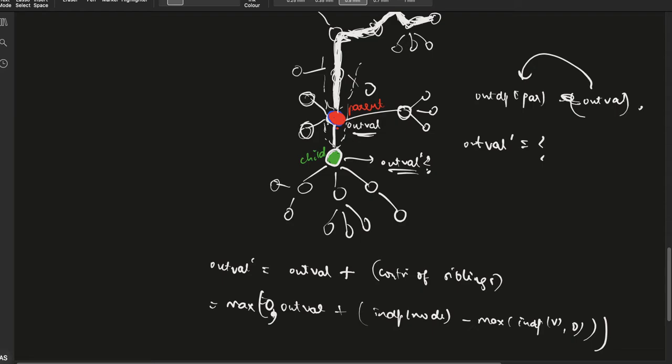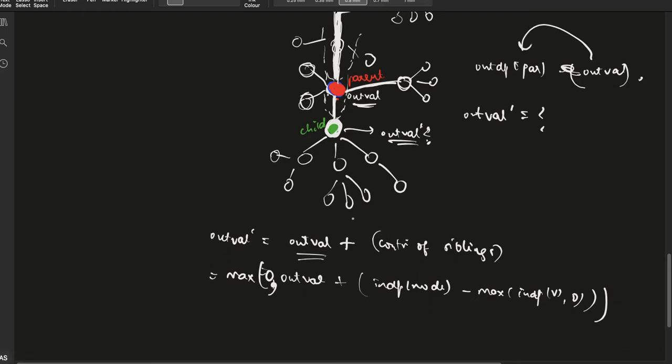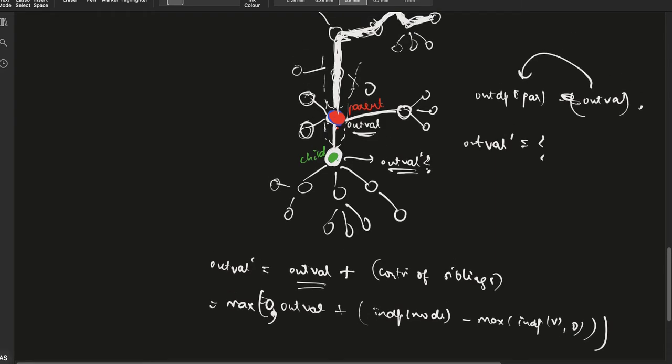Another possibility is that from the child we go to the parent, and then from the parent we go to a child of the parent which is not the child under consideration. So basically we need to include the contribution of the siblings of the child node also. So out val dash is out val plus the contribution of siblings. The out val we are already taking care of, right? Every time we are saying that out val is the maximum of 0 comma whatever that is.